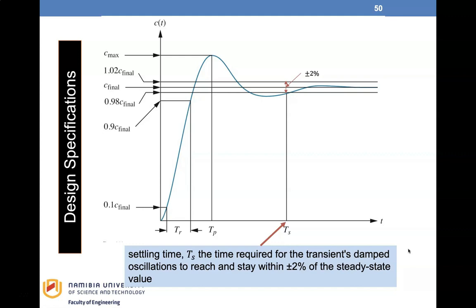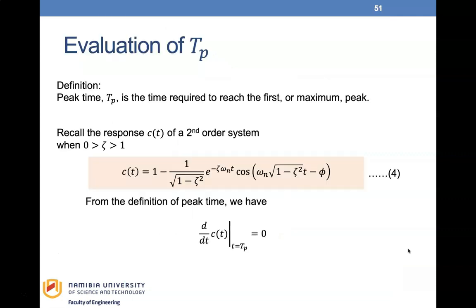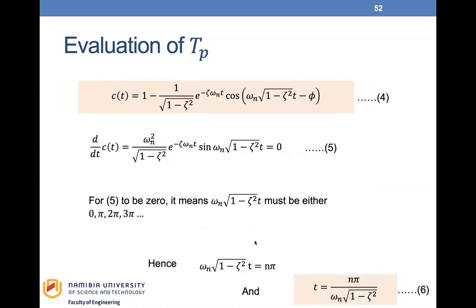Note that it is not possible to obtain a precise analytical expression for the rise time, and hence a curve fitting method is employed. We define the peak time T subscript P as the time required to reach the first or maximum peak, starting from the response equation of a general second order system. We can find T subscript P by differentiating C of t, that is the response of the system, in the time domain and equating it to 0. This will yield equation 5.